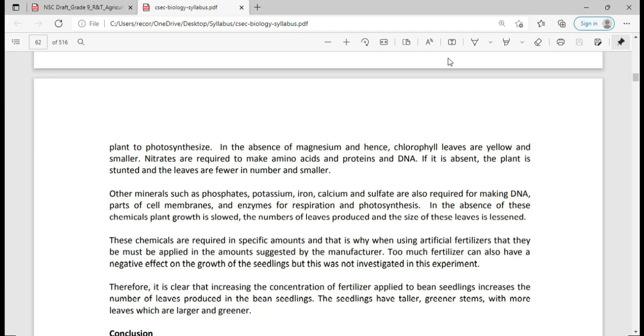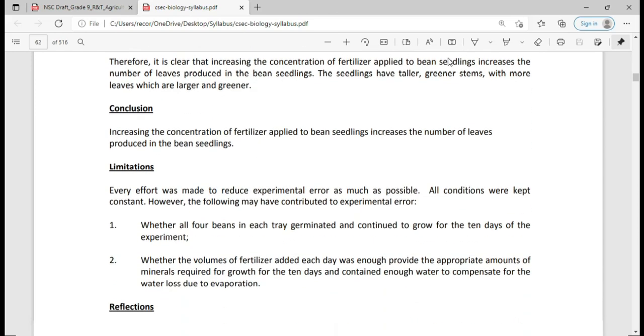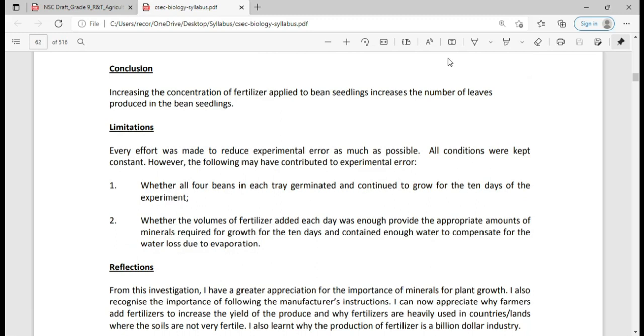So you have to make sure that you have that all sorted out from the time you would have written your planning and design. You want to start the reading around that to ensure that you would have written an awesome discussion. After the discussion, you are going to be having your conclusion. And like I said, the conclusion is your final position. Increasing the concentration of fertilizer applied to bean seedling increases the number of leaves produced in the bean seedlings.